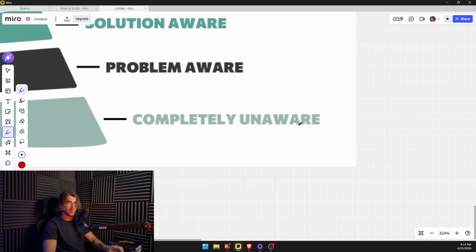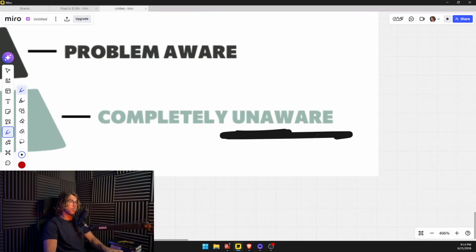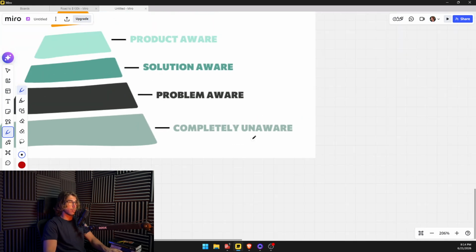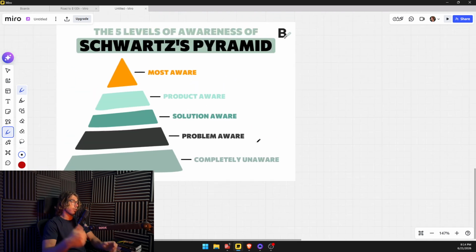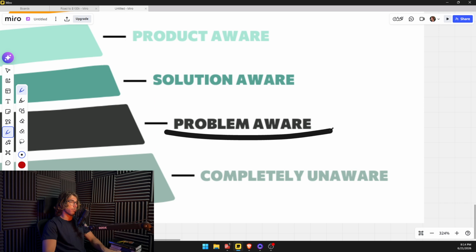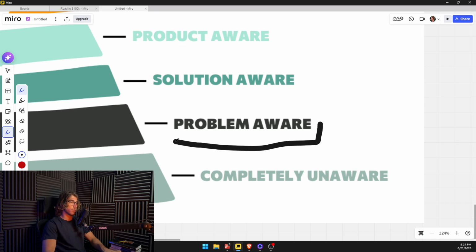So it's usually signs the prospect hasn't fully internalized. They're either noticing signs of a problem or they don't fully realize it's a problem. Problem aware is when you're aware of the problem, right? You're thinking, okay, this is a problem, but you don't fully know if there's some solution out there. You're just dealing with the problem.